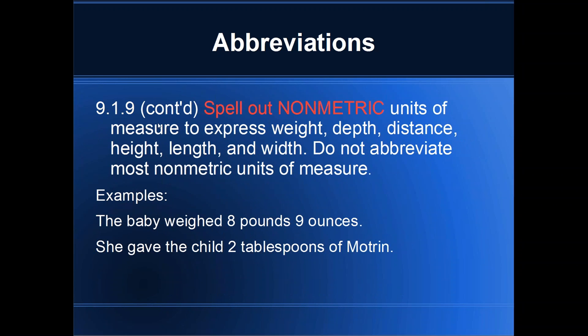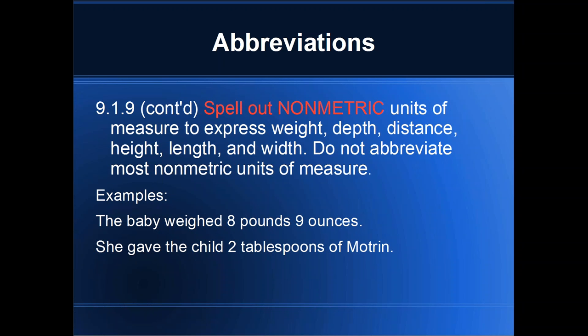There we go. Still carrying on that same unit in terms of units of measure, it says to spell out non-metric units of measure to express weight, depth, distance, height, length, and width. Do not abbreviate most non-metric units of measure. I get this all the time in reports, even in the practicum, so this is something you want to take note of now. Non-metric means pounds, ounces, tablespoon, anything that isn't metric, expressing weight, depth, as you can see there. I don't need to repeat them. You do not abbreviate most non-metric units of measure. That includes, what else? Oh, inches and feet. So keep that in mind.